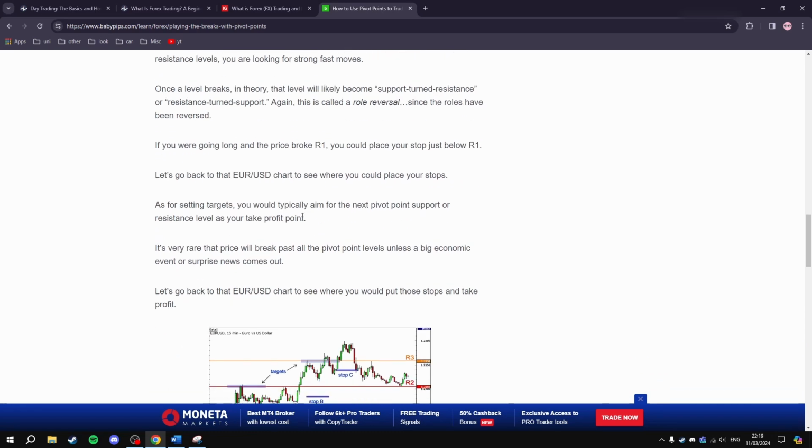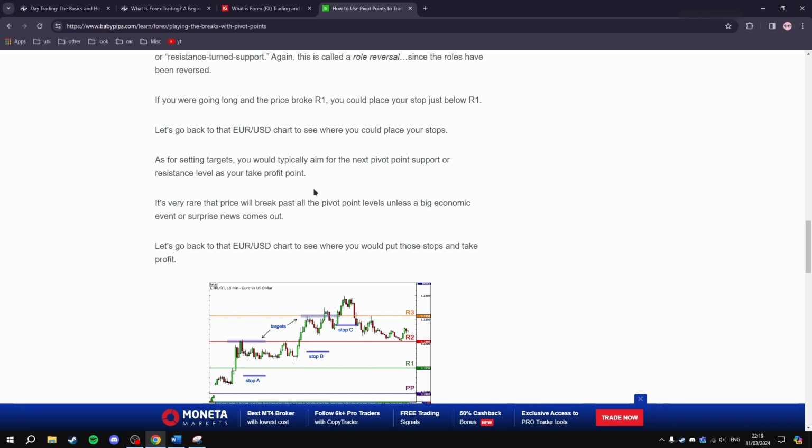If you're going to go long and price broke resistance 1, you could place your stop just below resistance 1 because that resistance 1 has turned into your support. Resistance 1. God, I can't even say it now.